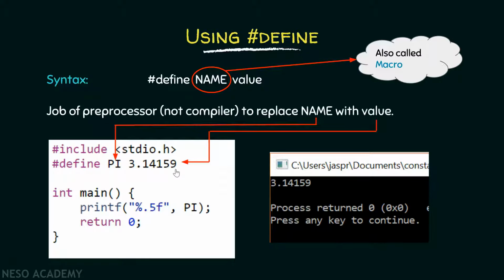And this is the advantage of using #define. Suppose in our code we have to write 3.14159 many times. Then writing this constant is quite cumbersome. Therefore, instead of this constant, we can write PI, which is quite readable as well as easy to write. Therefore, we are using #define.